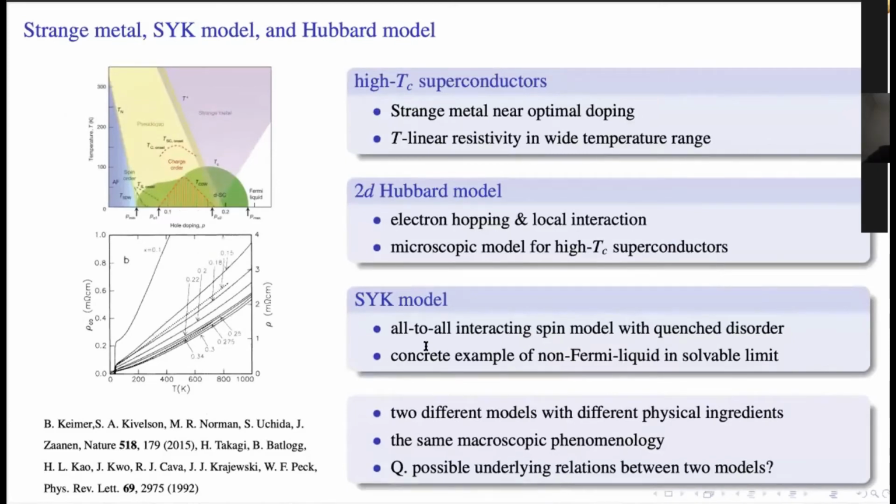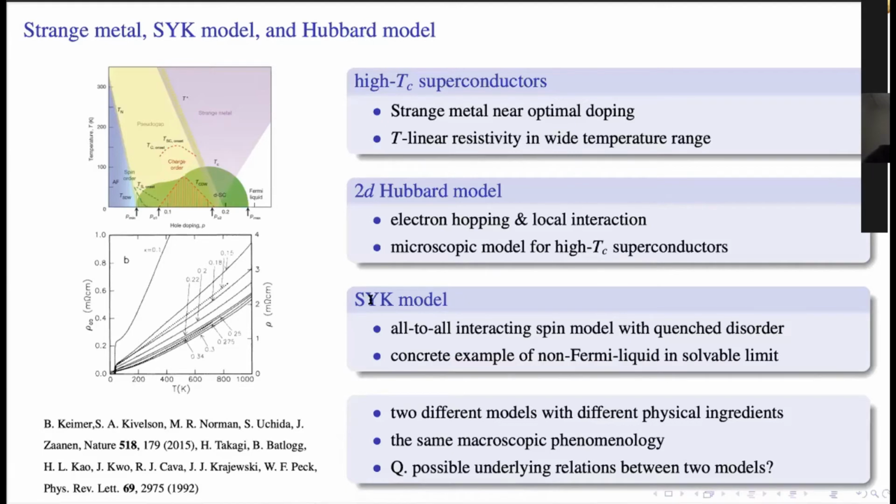The strange metal showing the non-Fermi liquid behavior is one of the most intriguing and mysterious phenomena in condensed matter physics. There is universal experimental evidence showing the T-linear resistivity, which is in strong contrast to the T-square behavior expected by the Fermi liquid theory. The 2D Hubbard model is one of the microscopic models with the electron hopping and the local interaction U. And it is widely believed to incorporate the rich physics of high-Tc superconductors.